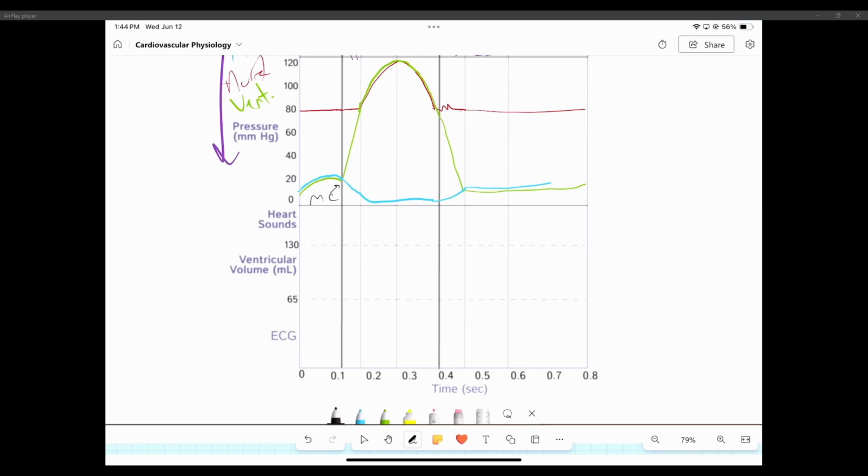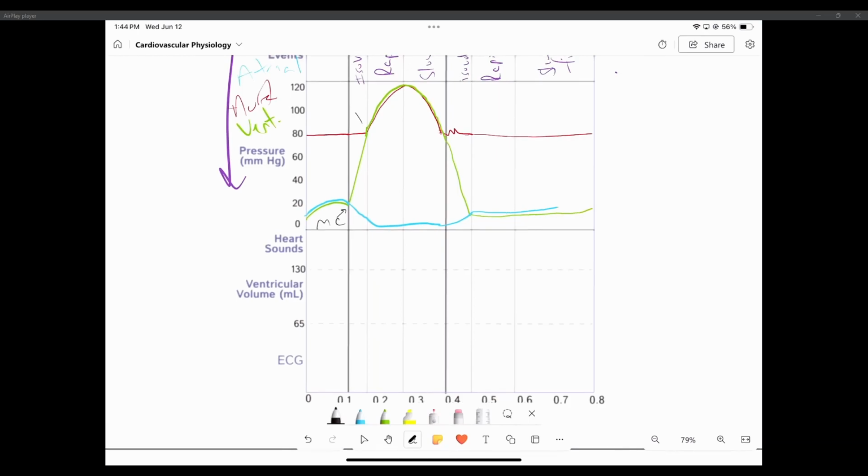Mitral closes, MC. What happens at that point? Aortic valve opens. What happens at that point? Our aortic valve closes, and what happens at that point? The mitral valve opens. So we added some more information to this graph as far as valves.